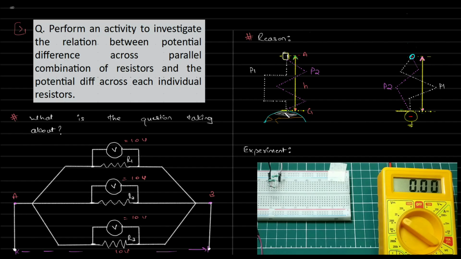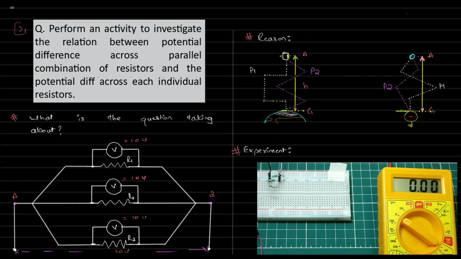In the same way as we lifted an object, if you pick a charge from one end, point G, and place it at point A, it doesn't matter what path we take. The amount of energy from point A to G will be the same, lifting it or dragging it or whatever you want to call it. So now we'll verify this experimentally.